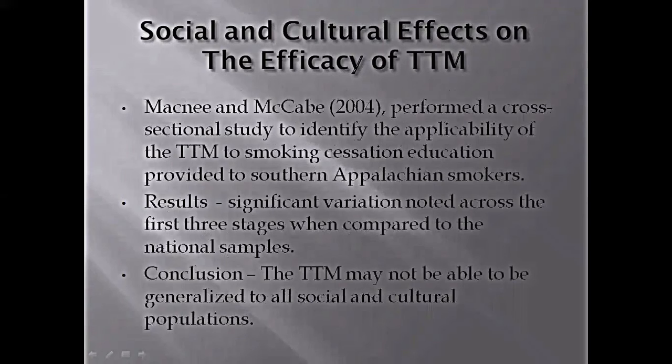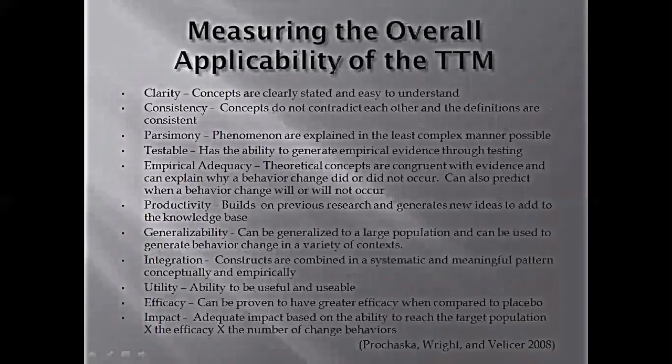The TTM offers a considerable amount of generalizability. However, there's rarely a one-size-fits-all approach that can be applied to all populations or across all social and cultural spectrums. Individuals may at times advance or regress through the stages in ways that the TTM cannot explain. For example, Mackney and McCabe performed a cross-sectional study to identify the applicability of the TTM to Southern Appalachian smokers. The results revealed a significant variation across the first three stages when compared to the national samples. Therefore, the TTM may not be able to be generalized to all social and cultural populations. However, overall, the TTM has been shown to be a useful theory to utilize within nursing and research.